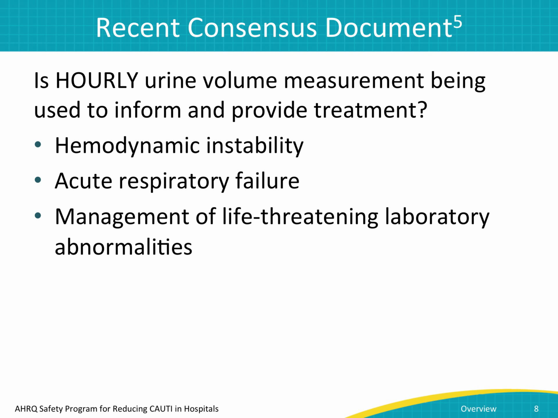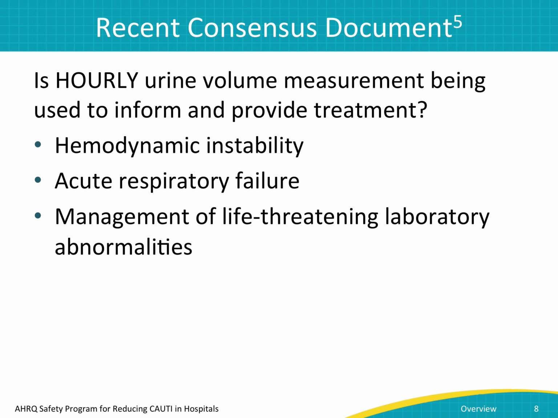If your patient does not have one of the following criteria, you may consider removing the catheter. Is hourly urine volume measurement being used to inform and provide treatment? For example, does the patient have hemodynamic instability that requires hourly or multiple daily titrations per day? Ongoing fluid resuscitation, vasopressors, inotropes, or diuretics? Does the patient have acute respiratory failure that requires invasive ventilation and hourly urine output assessment for frequent, that is, every 4 hours, decisions regarding diuretic administration?